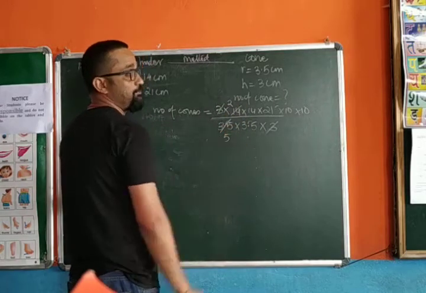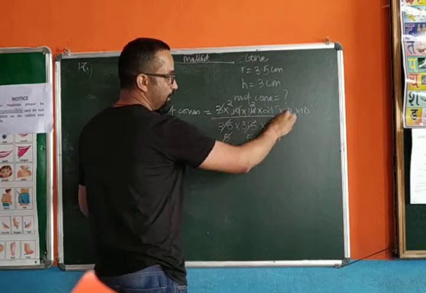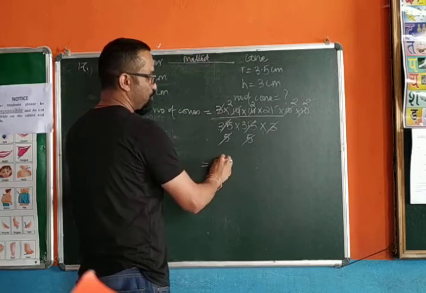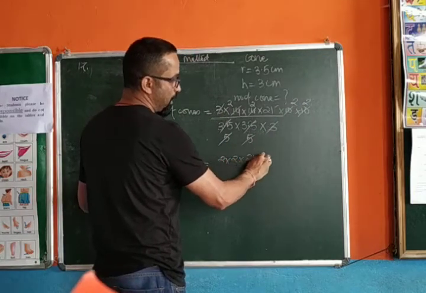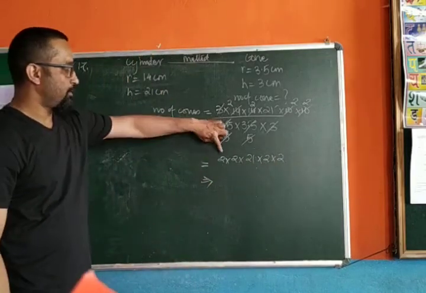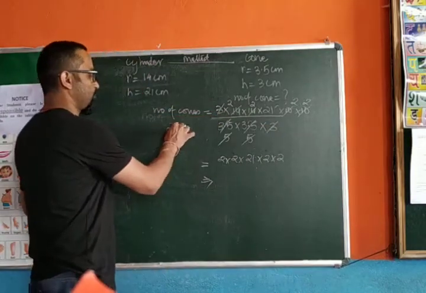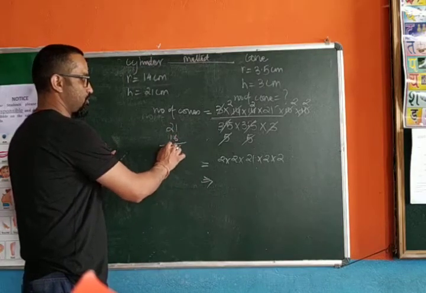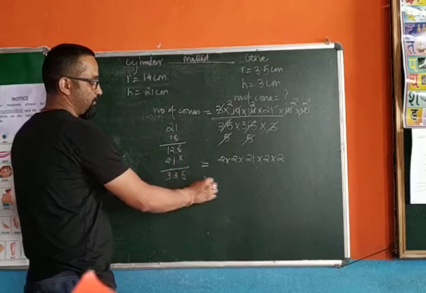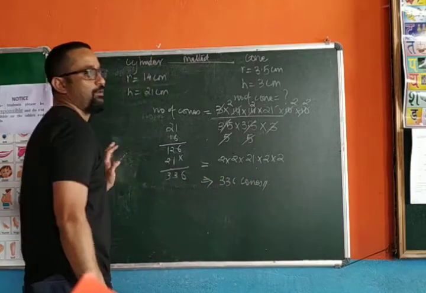7 5 times 35, 5 2 times 10. You are left with 2, 21, again 2. Multiply these values now. 2 multiplied by 2 is 4. 4 into 4 is 16. 21 multiplied by 16 gives 336. 336 cones are obtained.